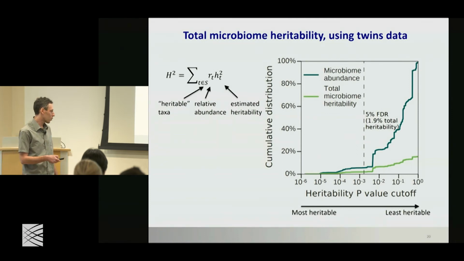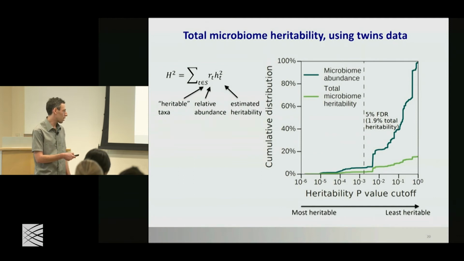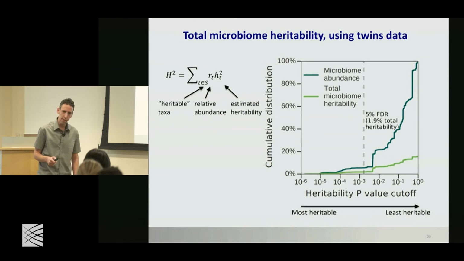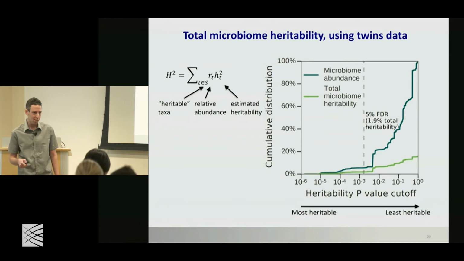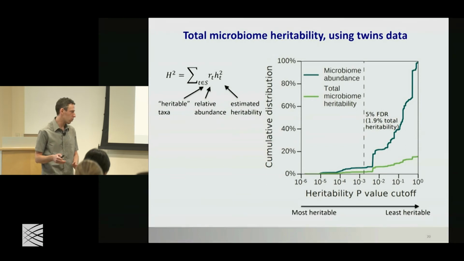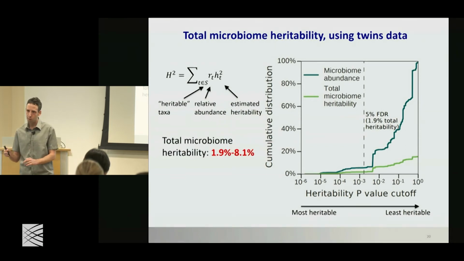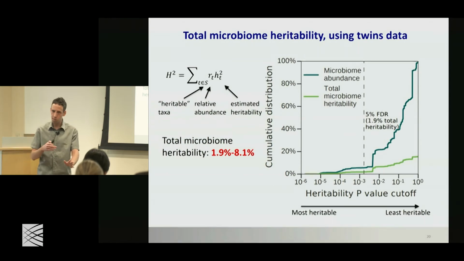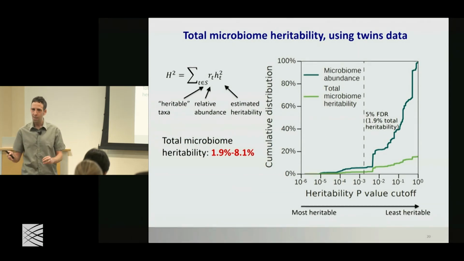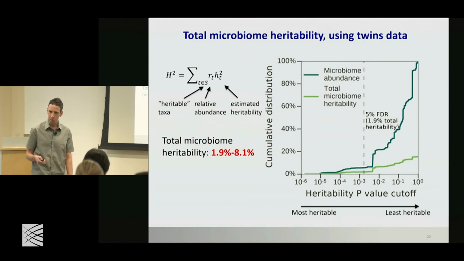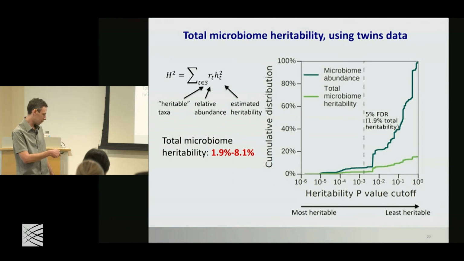Anyway, so choose your cutoff, and then you will get some estimate. One reasonable cutoff is the 5% FDR cutoff. At this level, the total heritability is 1.9%, and so this was our lower bound. Then we also devised an upper bound, which is just a p-value of 0.05 with no multiple testing correction whatsoever, which is a very liberal cutoff. And then we get to 8.1%. So the truth is probably somewhere here in the middle.